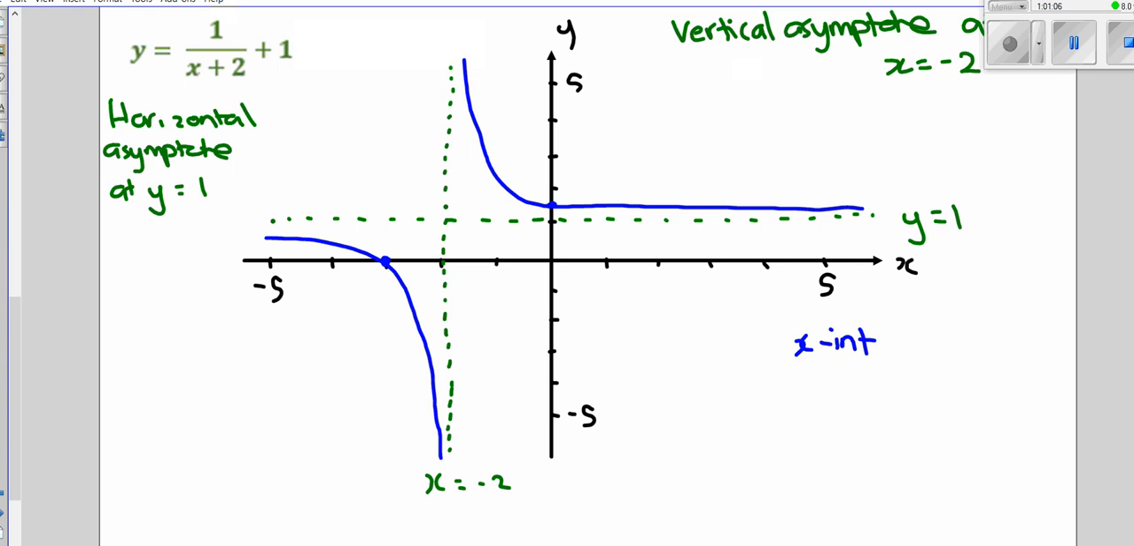That's x equals -3. We've got a y-intercept at y equals 1.5, which we found by tracing, but you could always do it by plugging in x is 0 and y is 0.